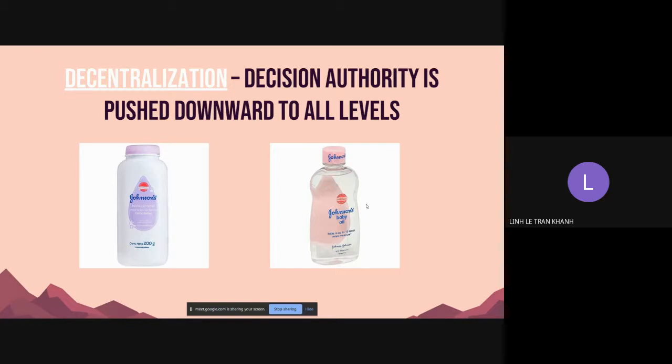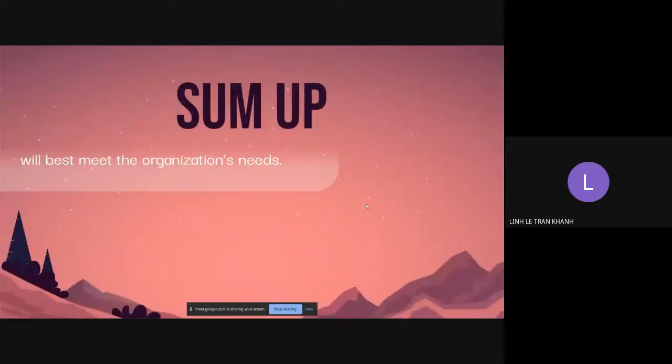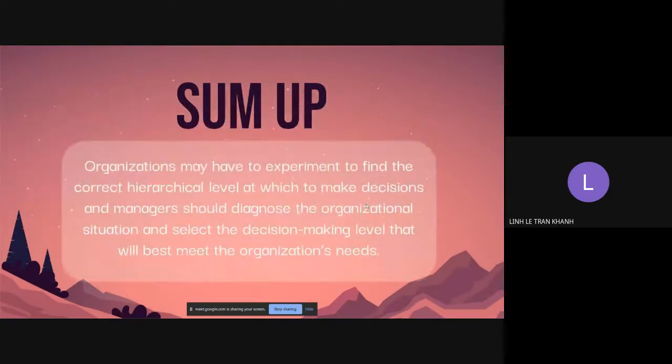Johnson & Johnson has chosen local management to run its company for a few reasons. They understand the customer better. They understand the people they are directly working with. They understand the government and marketplace needs. If they make a mistake, it won't cripple the whole organization. To sum up, organizations may have to experiment to find the correct hierarchical level at which to make decisions, and managers should diagnose the organizational situation and select the decision-making level that will best meet the organization's needs.